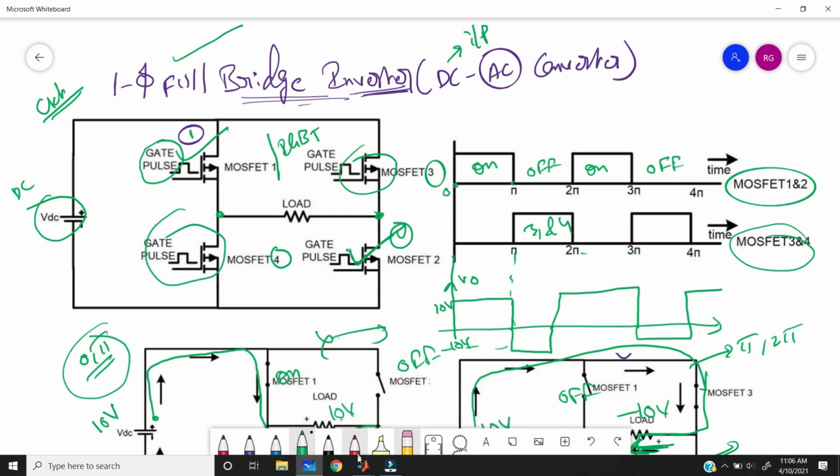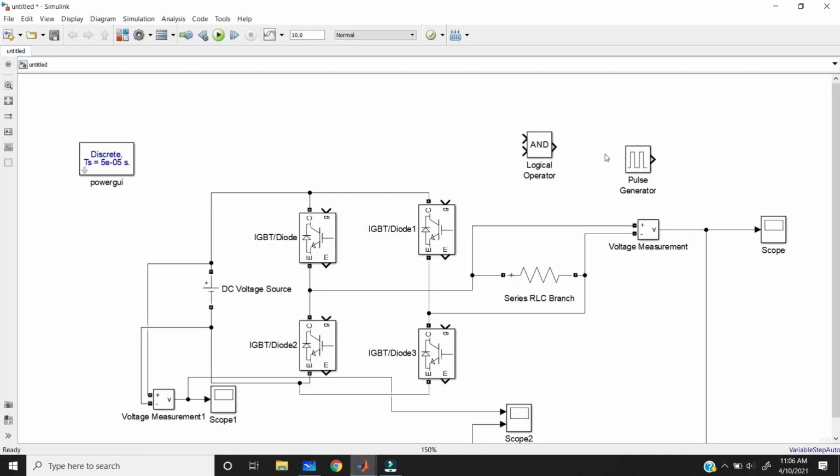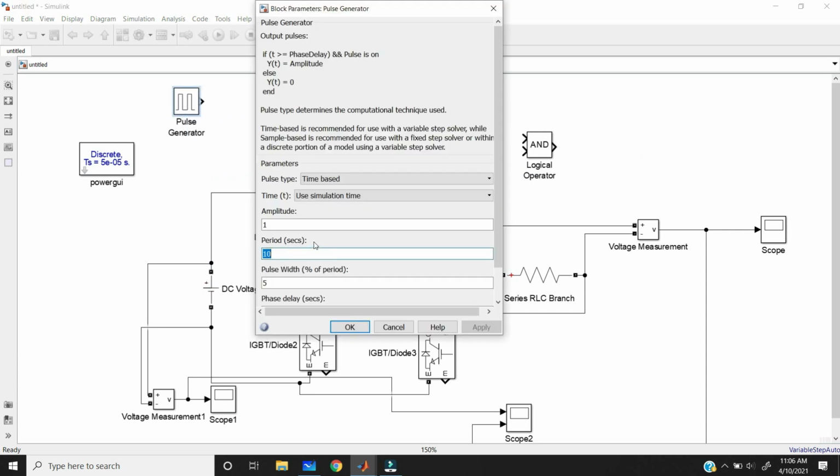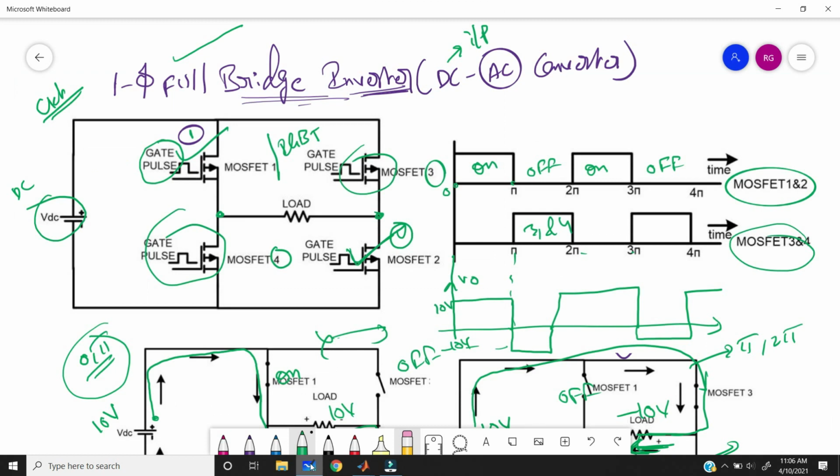Now give pulses to our switches. Okay, first take the pulse generator and double click on this. Here we have the period in seconds. But we know the switching frequency, right? So here you can use the formula: time period T is equal to 1 by f. Here we know the switching frequency is in kilohertz. Like any MOSFET or IGBT, we can have a switching frequency in kilohertz. So you can take 2 kilohertz or 3 kilohertz, anything. Here I'm taking only 2 kilohertz, nothing but 1 by 2000. Then only you can give the time in seconds.